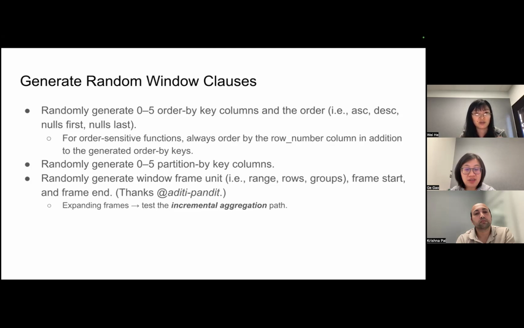Among the randomly generated window frames, some may be expanding frames, meaning that the frames of different rows in the same partition have the same window start, and then they have expanding window end. For those kinds of frames, the window operator will take an optimization code path called incremental aggregation. That just calculates the aggregation incrementally. So for those frames, the window fuzzer would exercise the incremental aggregation code path. And for the other frames, the window fuzzer tests the regular aggregation code path.